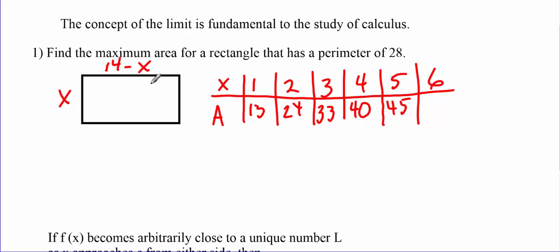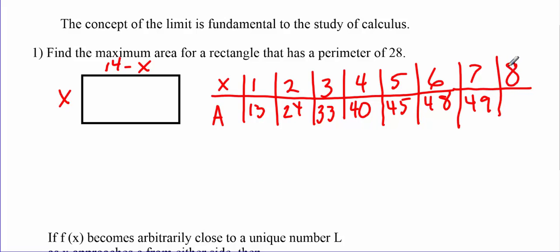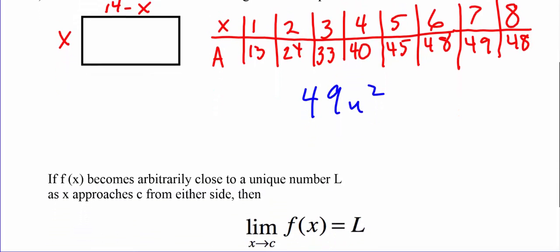With 6, we'd have 6 times 8, which is 48. At 7, the length and width are the same. That area would be 49. If we kept going, if x were 8, you'd have 8 times 6, that's 48. This pattern would repeat all the way down. Now there's no reason we have to stay with integer values, but in this case we can clearly see that when we get to the point where we have length and width that are the same, in other words a square, we have our maximum area, which would be 49 square units.